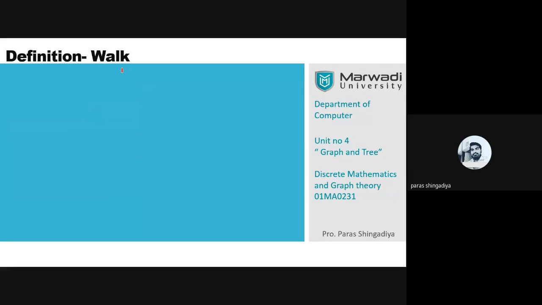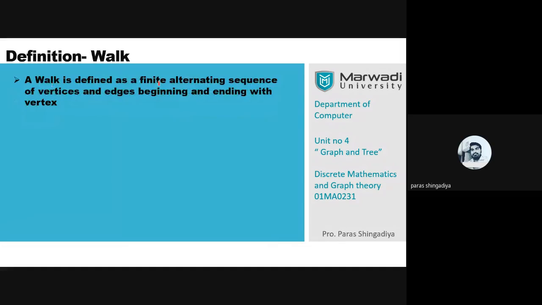So what is the meaning of walk? It is a simple word. Walk means you have to visit some places, one by one. That is the meaning of walk. So what does it mean in the mathematical way? Let us understand. A walk is defined as a finite alternating sequence of vertices and edges beginning and ending with a vertex. Vertices mean locations, and edges mean the connection between any two locations. So there are 6 locations, and you have to visit each location one by one by the connections.